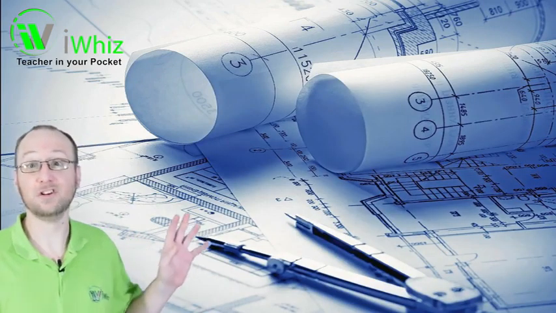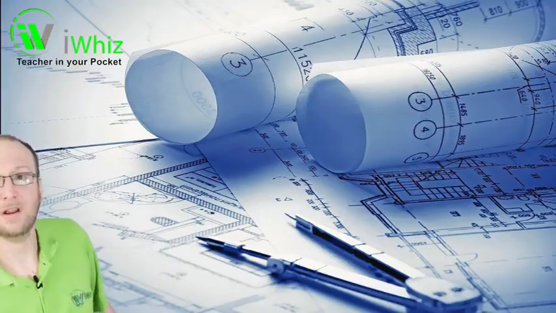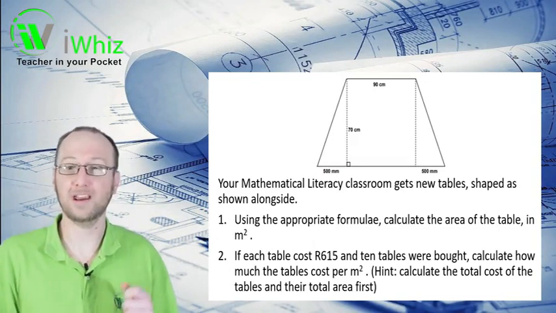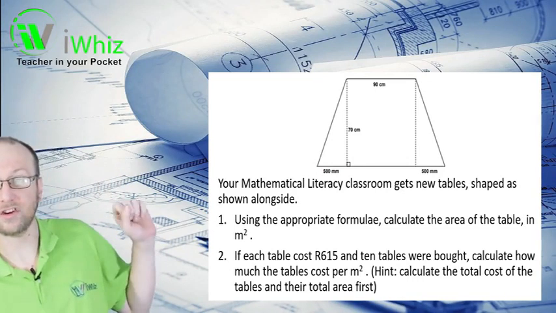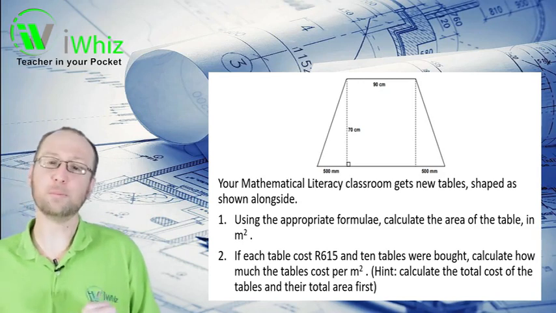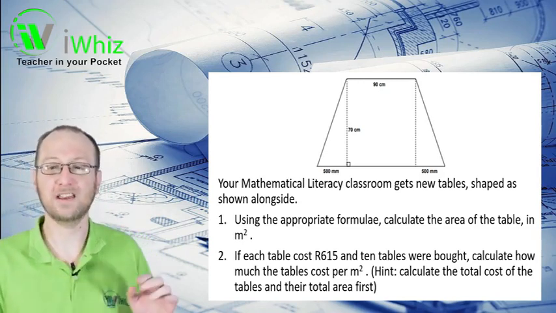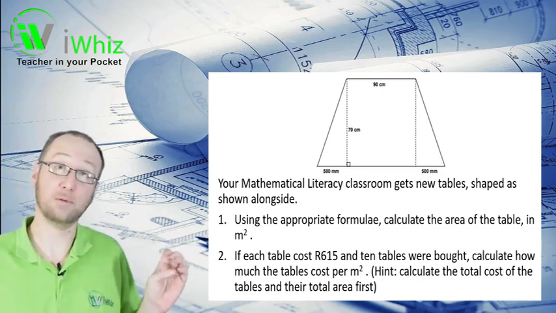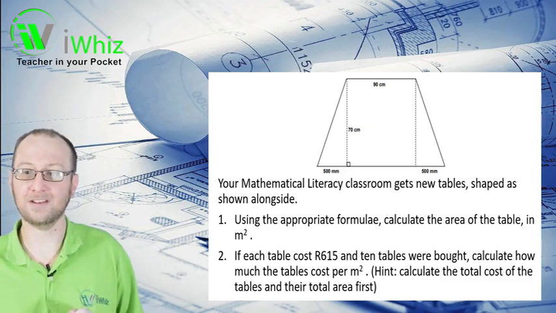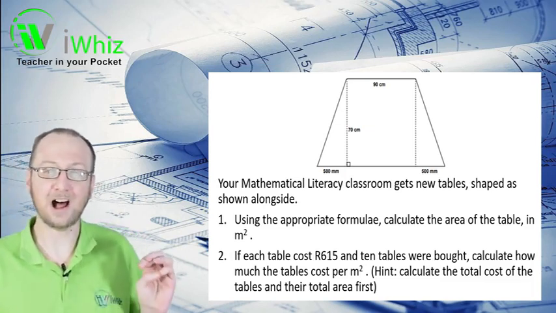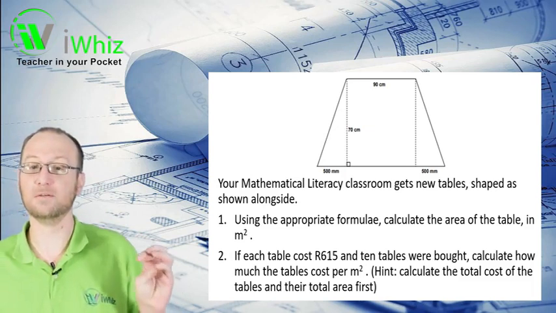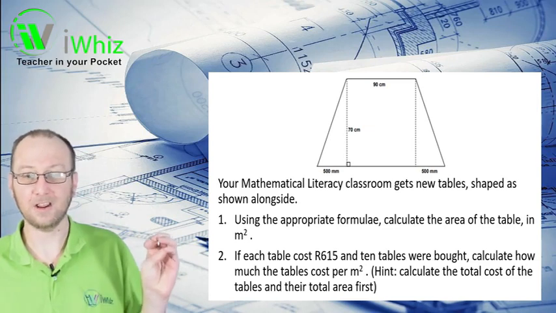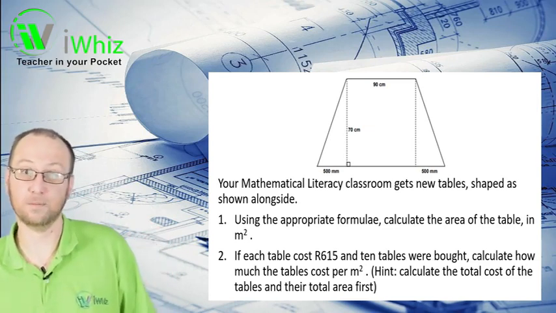Let's go on now and have a look at a question using area. Your maths literacy classroom gets new tables shaped as shown in this diagram. Using the appropriate formula, calculate the area of the table in meters squared. If each table costs 615 Rand and 10 tables were bought, calculate how much the tables cost per meter squared. Hence, calculate the total cost of the tables and their total area first.